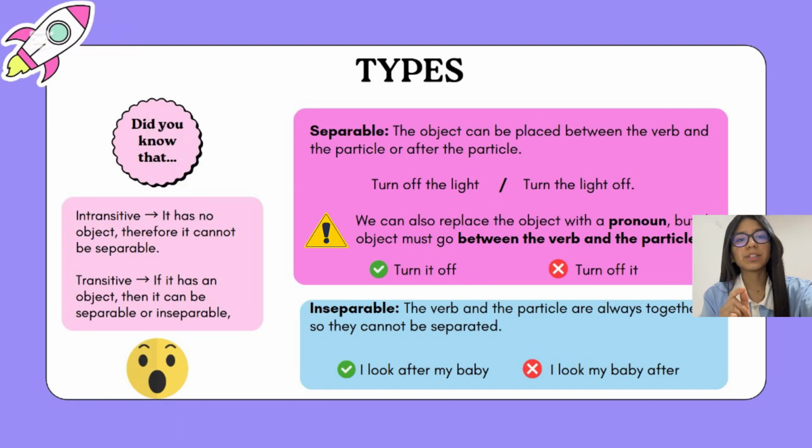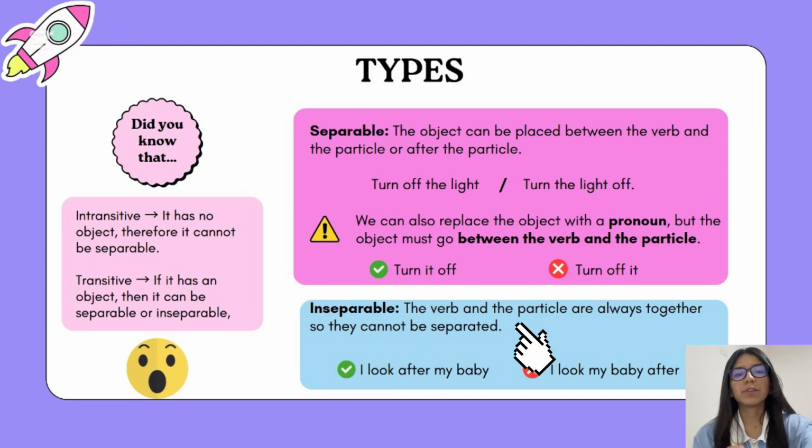It's important to take this into account. We can also replace the object with a pronoun, but the object pronoun must go between the verb and the particle. You can say turn it off. The object pronoun is between the verb and the particle, but you can never say turn off it.